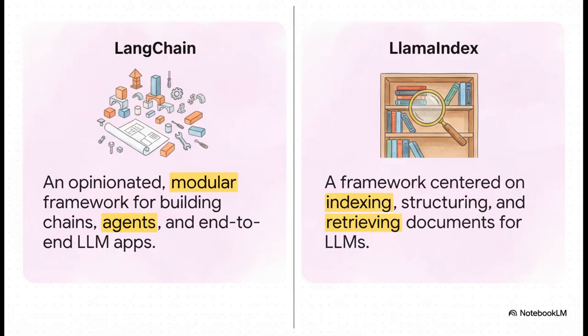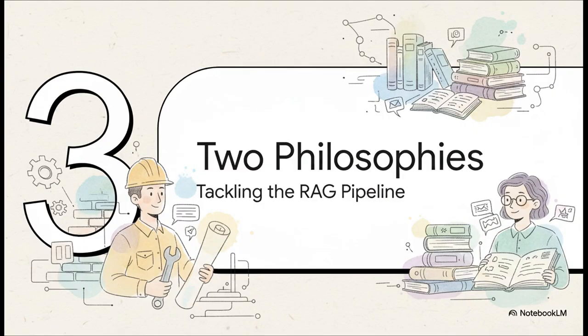And that's really the core of it. LangChain is this massive, modular toolbox. It gives you all the pieces to build not just RAG, but complex agents that can think step by step and use different tools. LlamaIndex, it is laser-focused on one job, and one job alone, getting your documents indexed, structured, and ready for retrieval, and doing it better than anyone else. So you see, they're both trying to get you to the same place, a working RAG application, but they have totally different philosophies on how to get there. Let's look at how each one tackles that pipeline we just talked about.